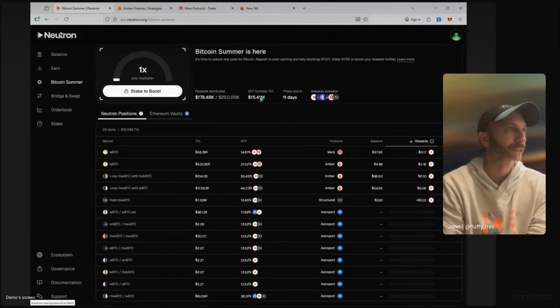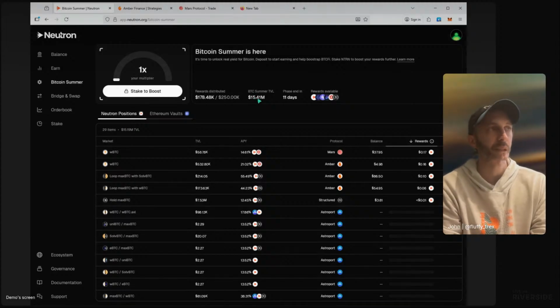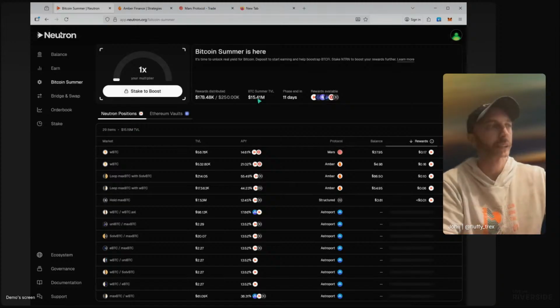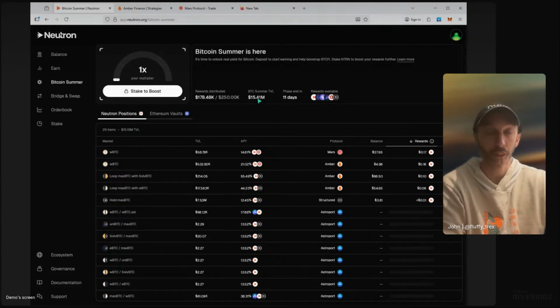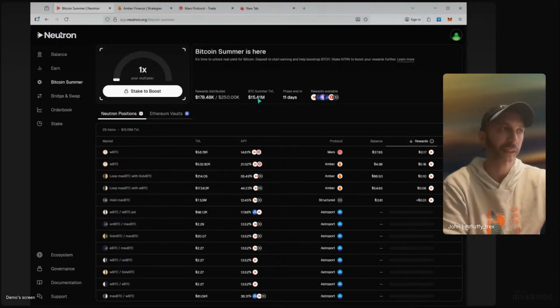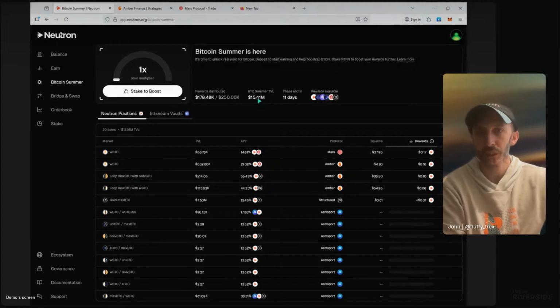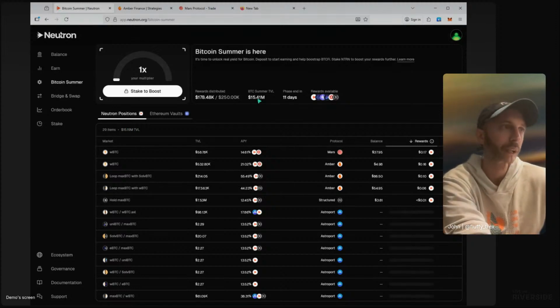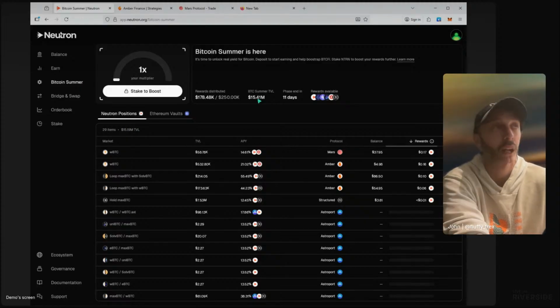So of course, right now the TVL is like 16 million. If another 16 million enters the campaign, it doesn't matter what specific position, then all the rewards you see will be cut in half, because there's now twice as much TVL in the campaign. And so that's how the campaign works.